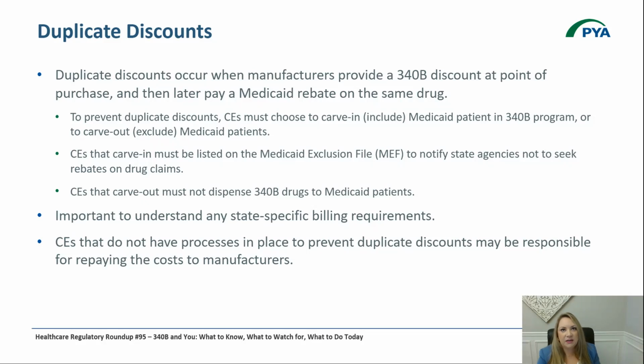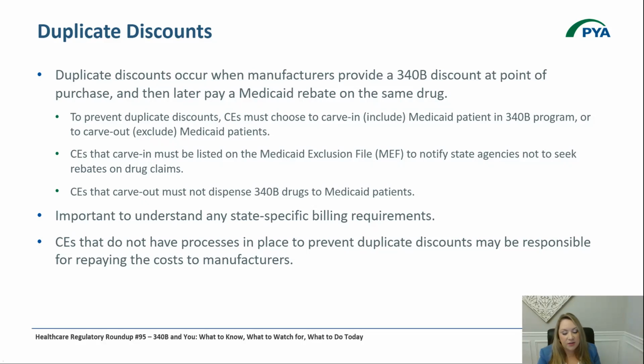Typically, what we have seen most recently in terms of issues from a duplicate discount perspective is it can be a clerical error, it can be a typo in the provider number on the Medicaid exclusion file. It can be that you've listed 3 of the 4 and you forgot the 4th provider number in the Medicaid exclusion file.